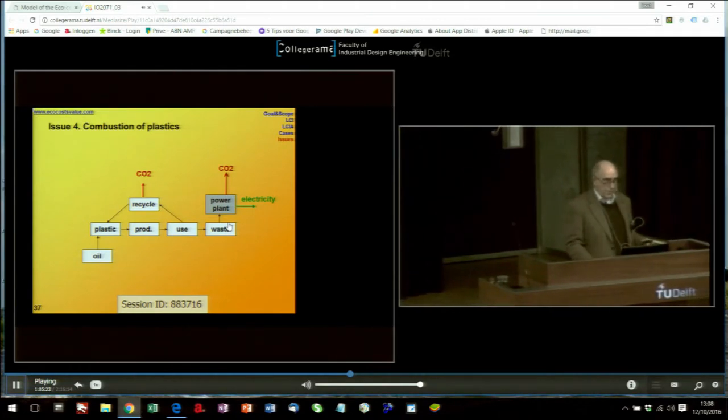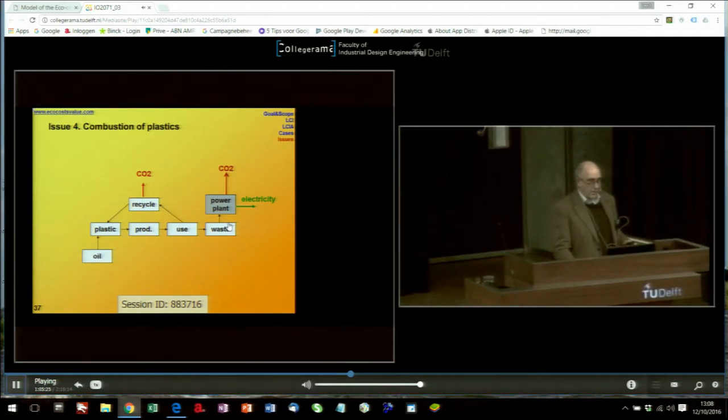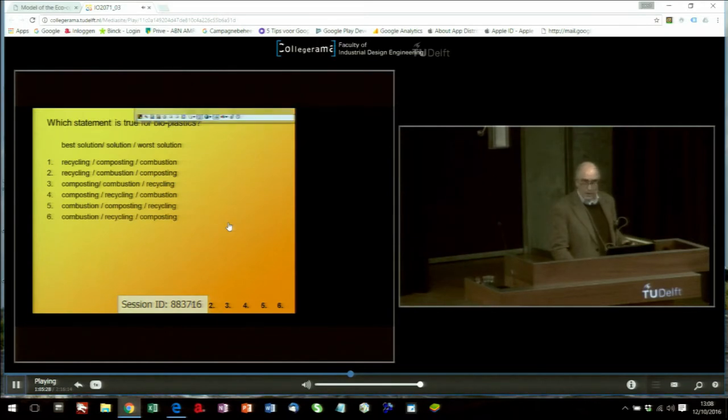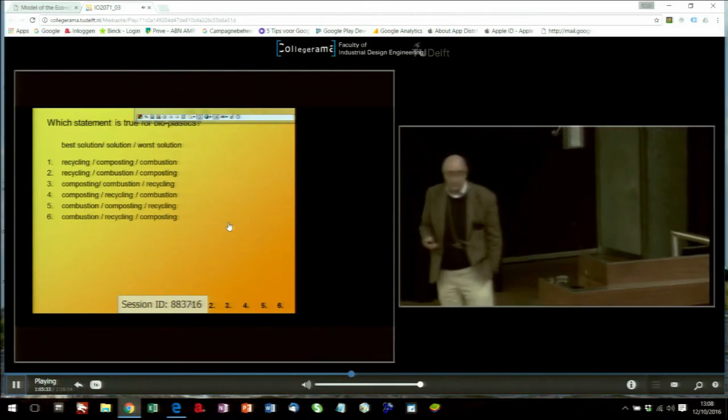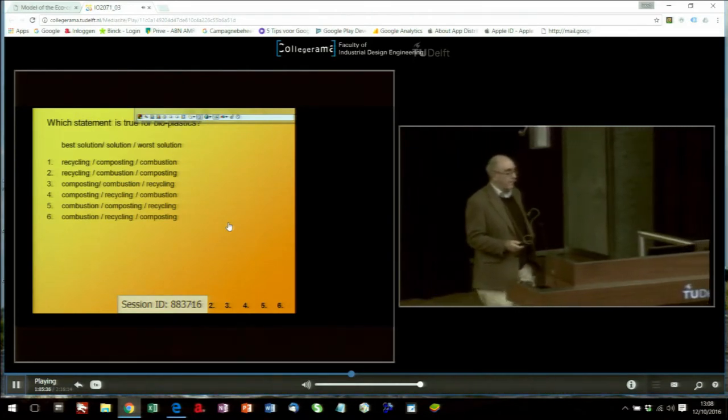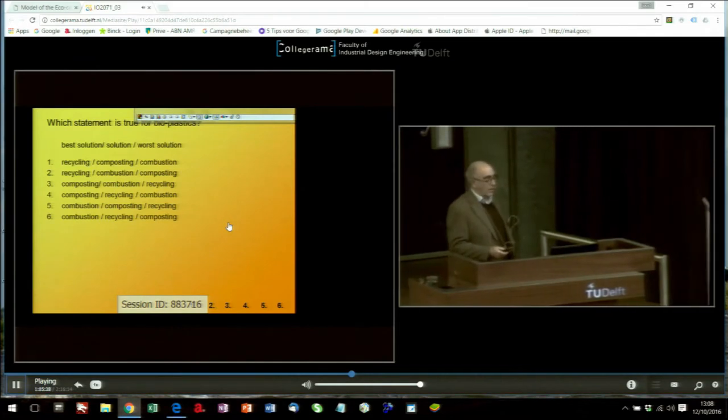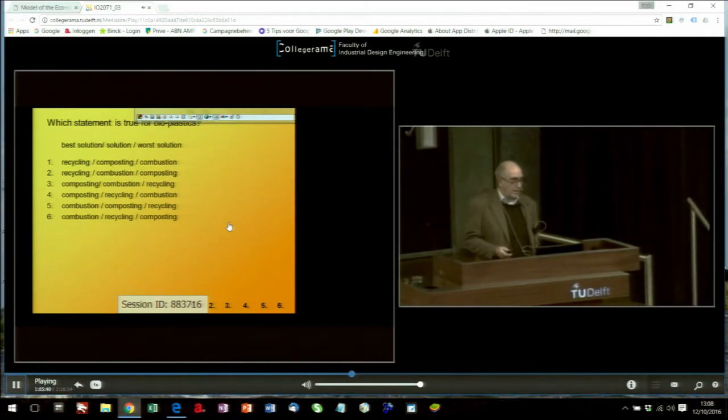So far we dealt with oil-based plastics. For bioplastics we have a totally different picture. We have three end-of-life options: composting, recycling, or combustion in a modern power plant. What do you think by instinct? Which is the best solution of the three?